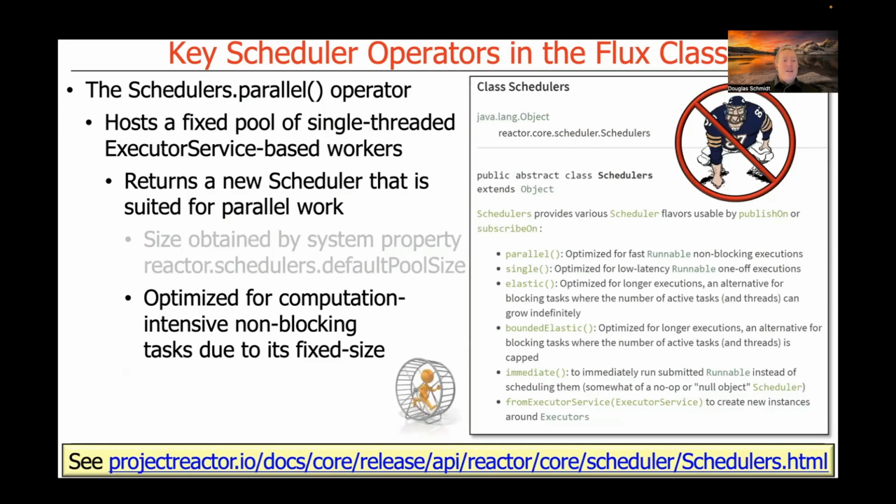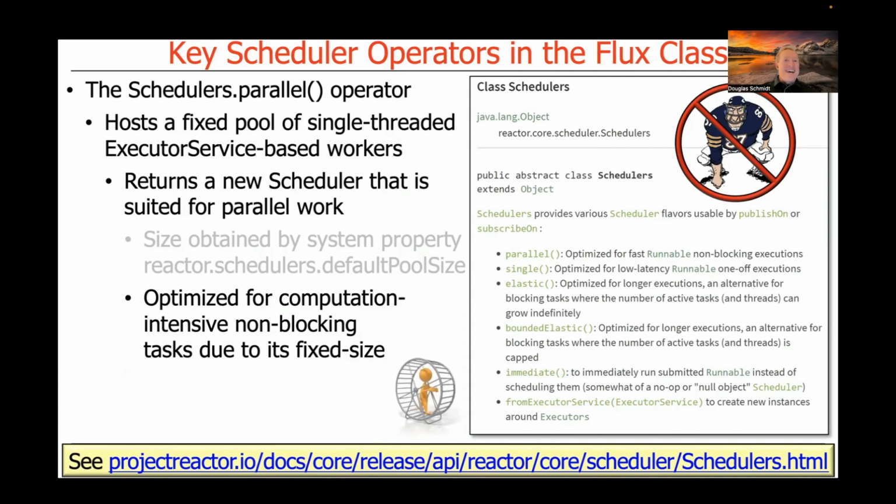Now, the parallel factory method is optimized for computation-intensive, or so-called CPU-bound, non-blocking tasks. And the reason for that is it's got a fixed size. It defaults to the number of processor cores. You could make it bigger, you could make it smaller, but it defaults to that fixed size. And the number of threads that are in this pool don't change as it runs. So as it runs, it'll stay the same all the time.